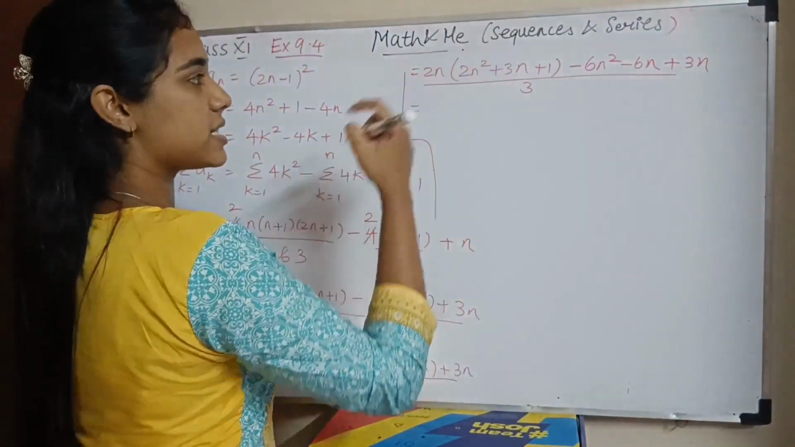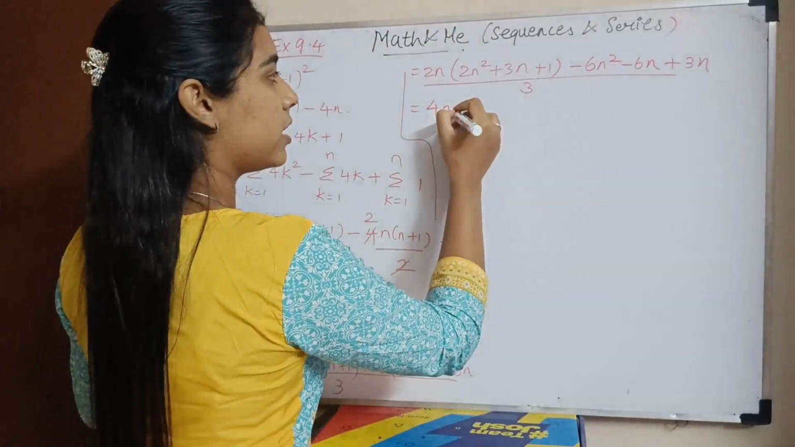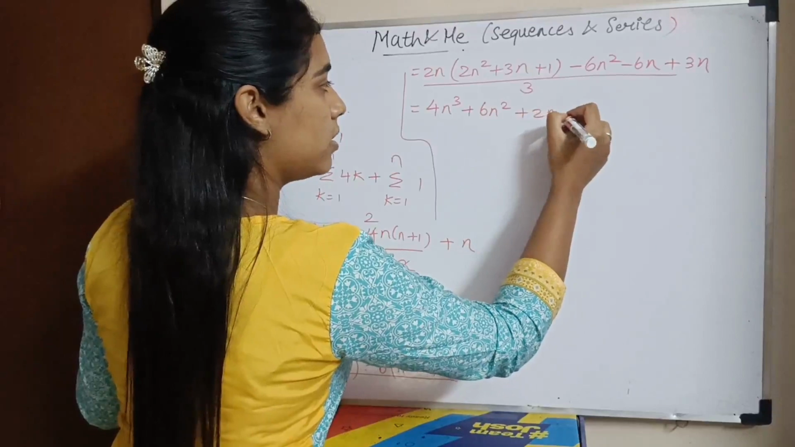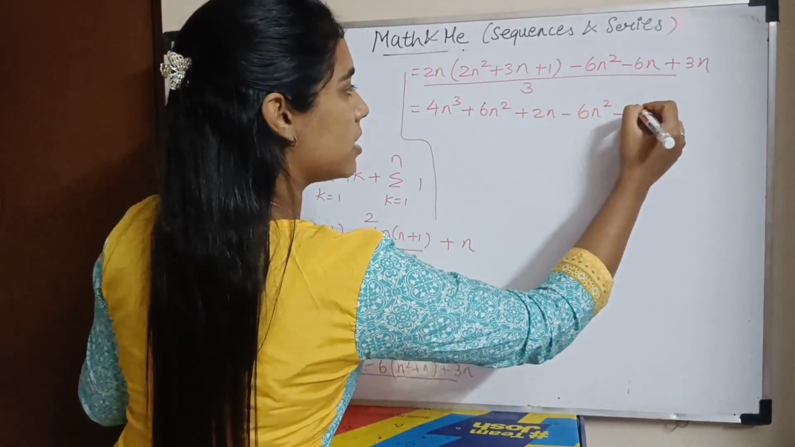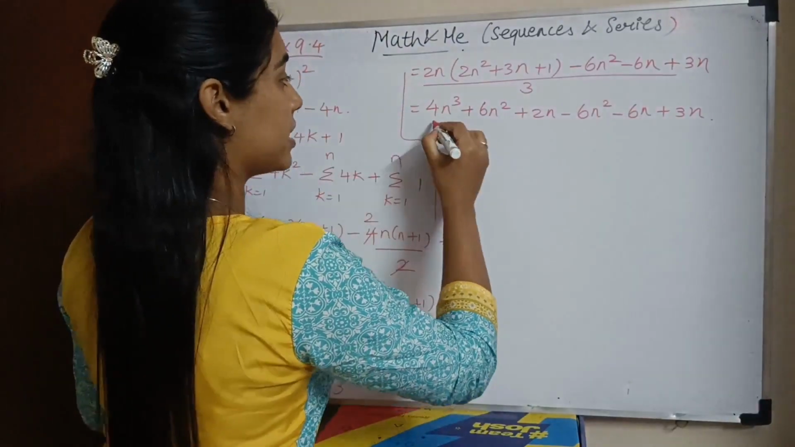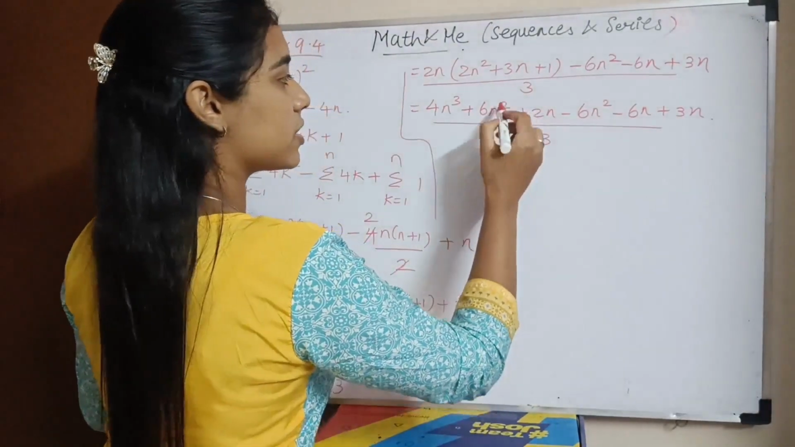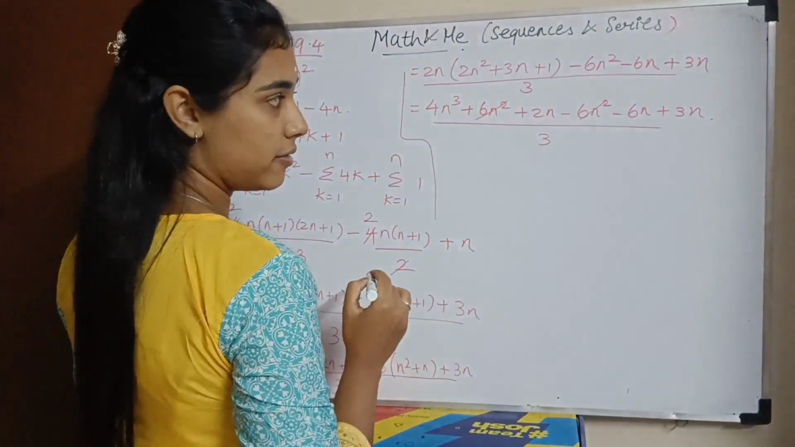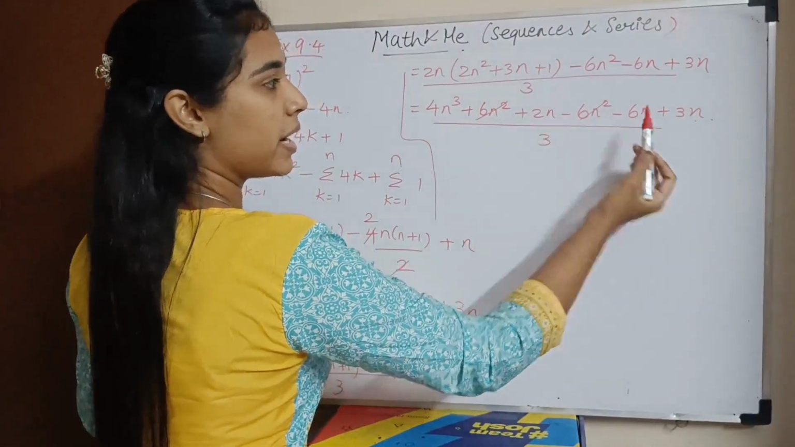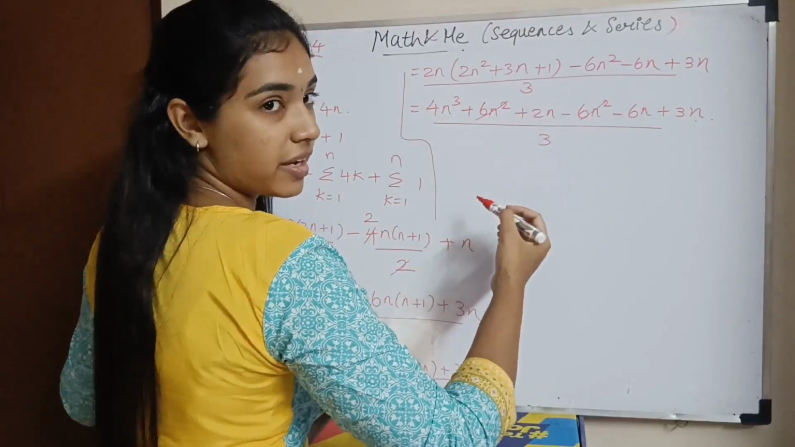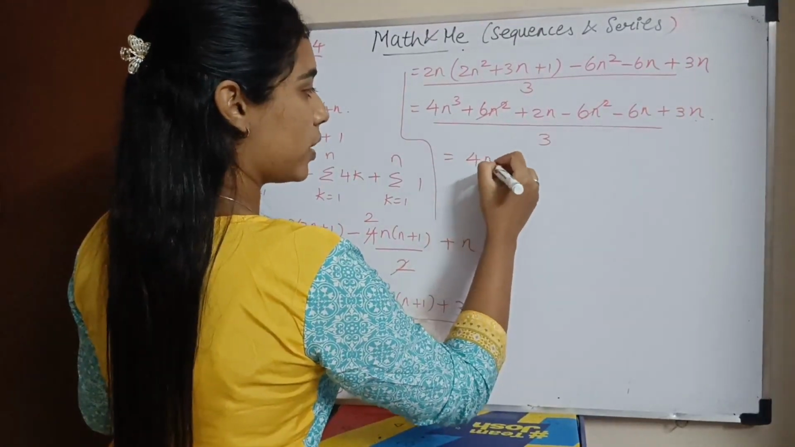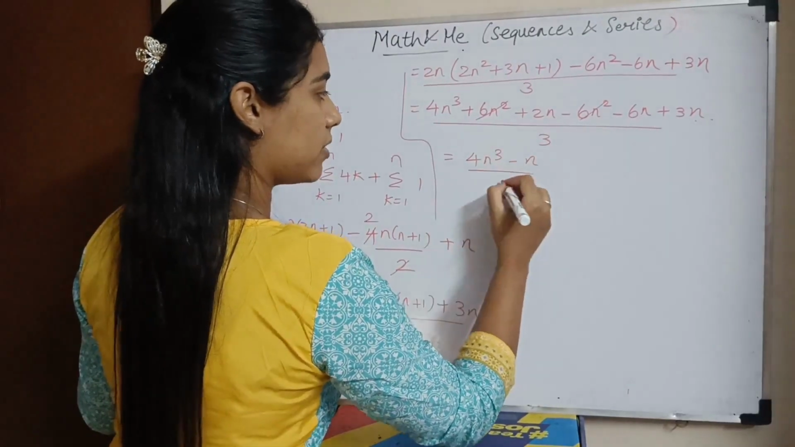So when I multiply this inside, I have 4n cube plus 6n square plus 2n minus 6n square minus 6n plus 3n divided by 3. So the 6n square and 6n square goes off. I have 2n plus 3n minus 6n. 2n plus 3n is 5n. 5n minus 6n is minus n. So I have 4n cube minus n divided by 3.